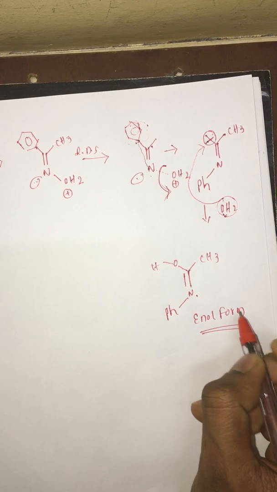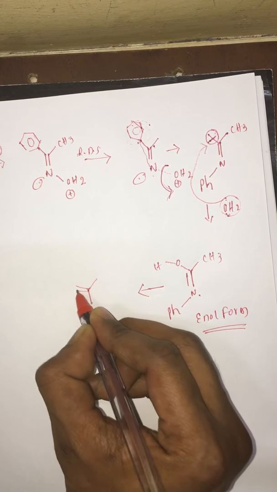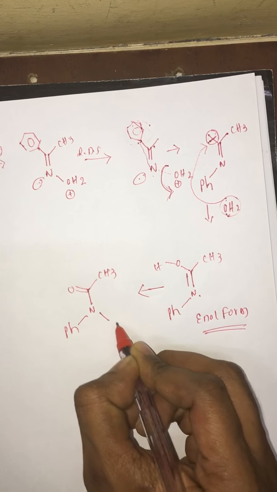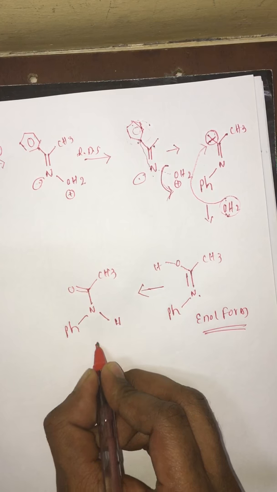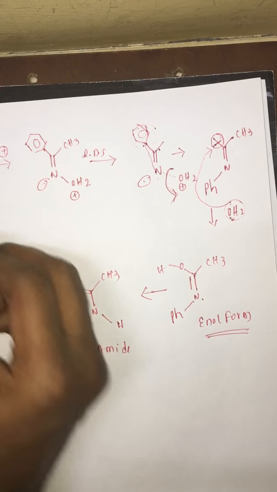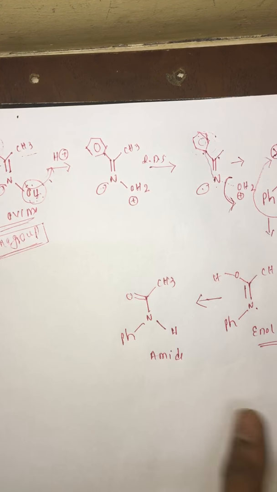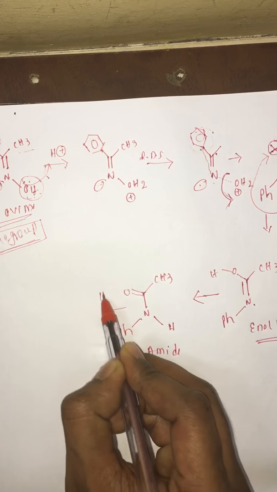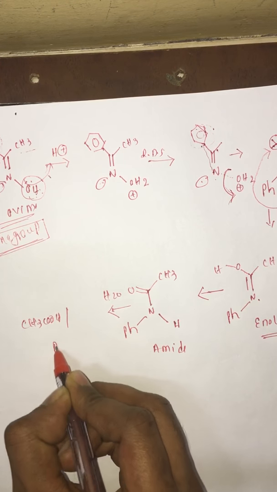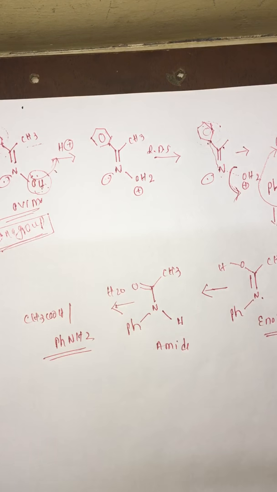So we know that the enol form is not that stable, so it undergoes tautomerization and leads to the keto form. So this is an amide. We started with oxime, and we ended with the amide. And further, if we hydrolyze this one, we'll get a carboxylic acid and an amine. Okay, so this is the Beckmann rearrangement.